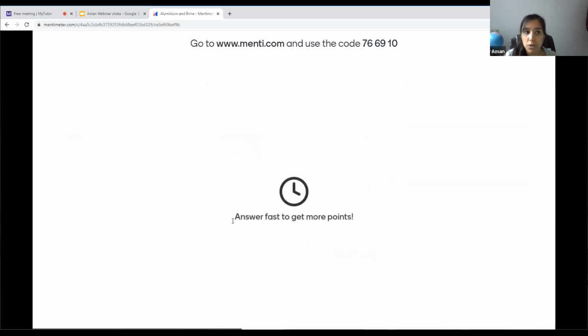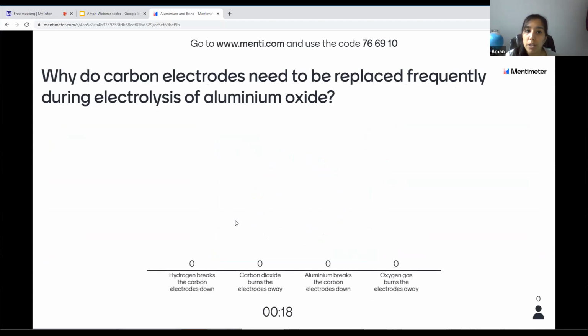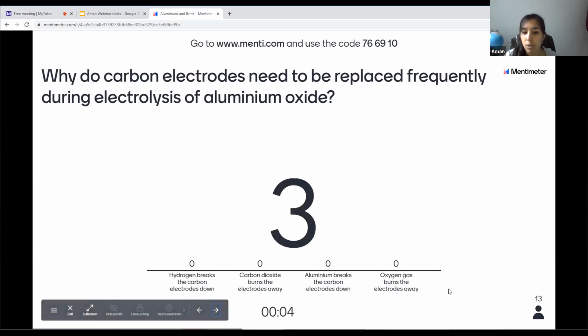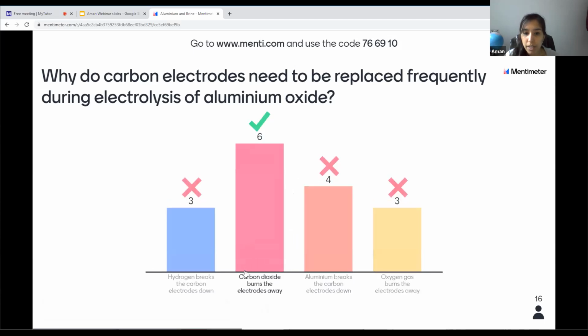Okay, so the next question should be coming up soon. So why do carbon electrodes need to be replaced frequently during the electrolysis of aluminium oxide? Is it because hydrogen breaks the carbon electrodes down? Carbon dioxide burns the electrodes away? Aluminium breaks the carbon electrodes down, or oxygen gas burns the electrodes away? So which one do we think it is? So the answer is that carbon dioxide burns the electrodes away.